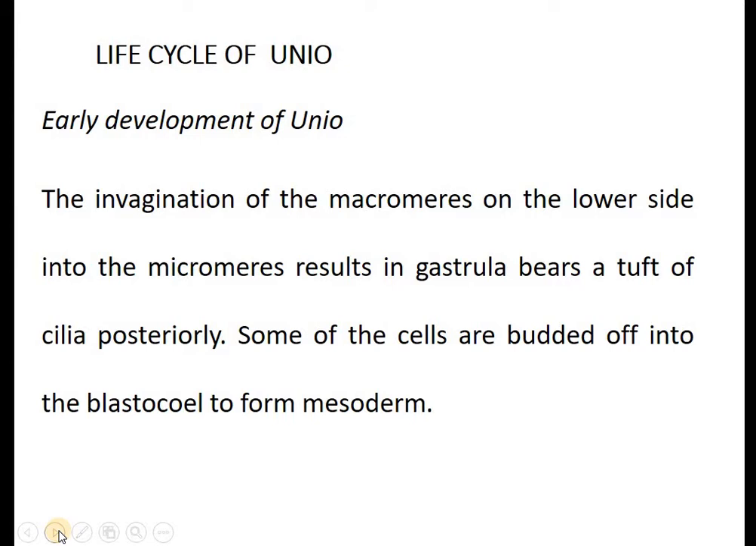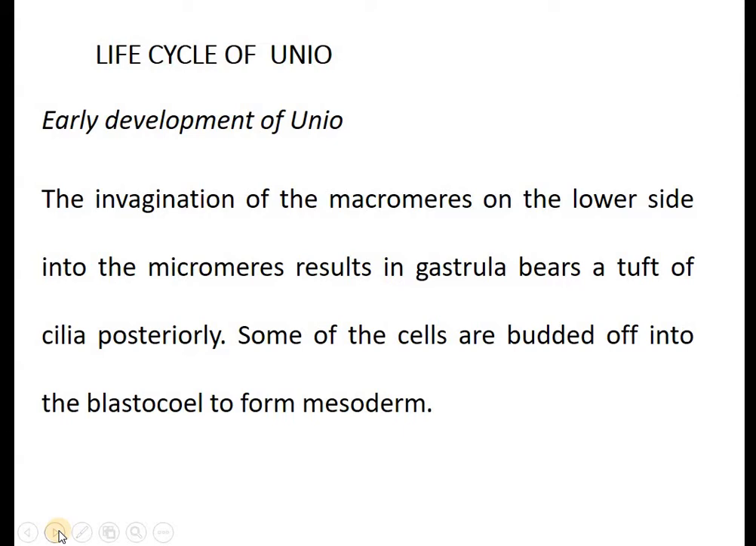Now here is a very important step. In the case of gastrulation, we have invagination, involution, epiboly, divergence and convergence. A lot of changes take place in gastrulation, and these are called morphogenetic movements, and gastrulation brings about the three germ layers. So gastrulation is a very important step as far as the development of any organism is concerned.